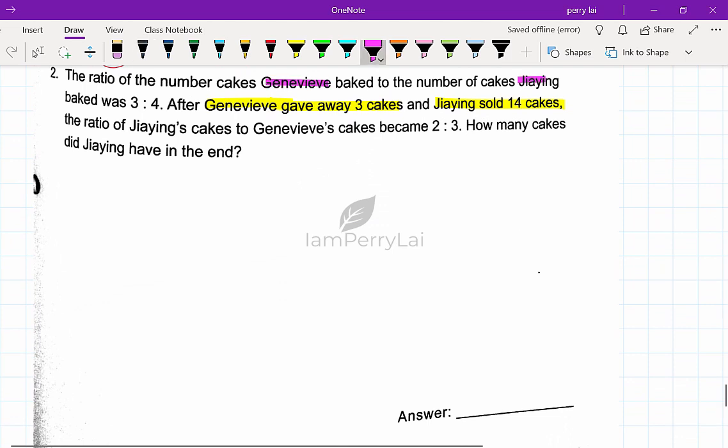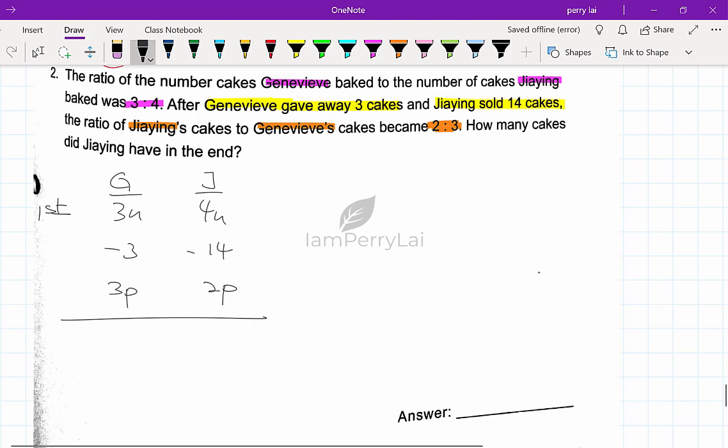So Genevieve to Jiaying is 3:4. Gave away. Tricky. Jiaying to Genevieve, they changed sides, yeah? Became 2:3. So be very careful about this changing sides. At first is 3:4. Gave away, and sold, sorry, and then it became 2:3, but 2 belongs to Jiaying and 3 belongs to this side. This was the at first, and then there's the change, and let's deal with it.